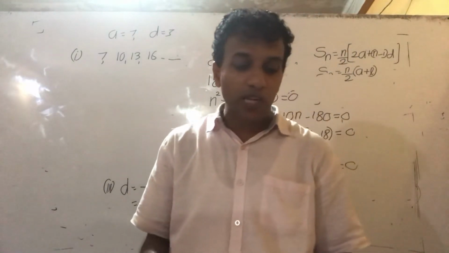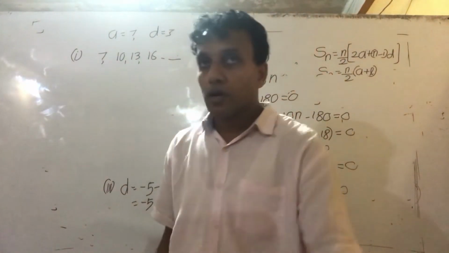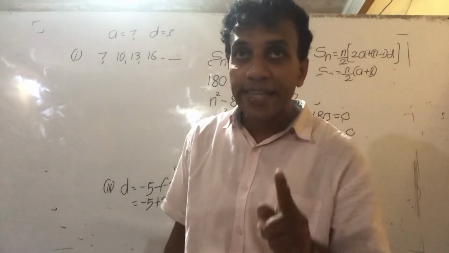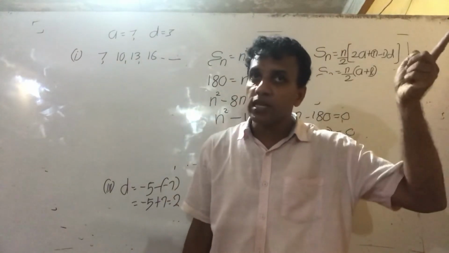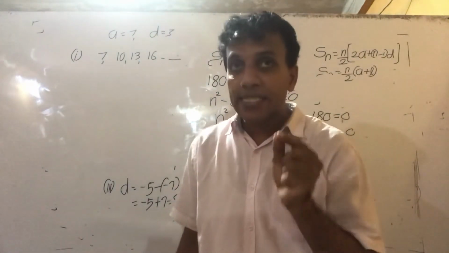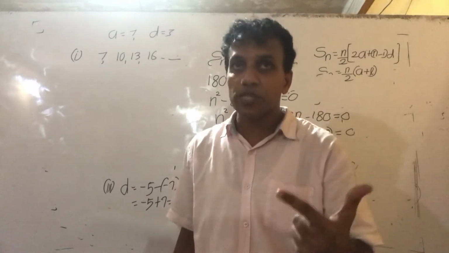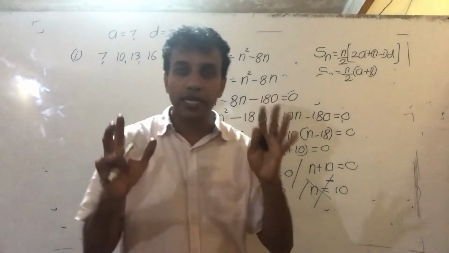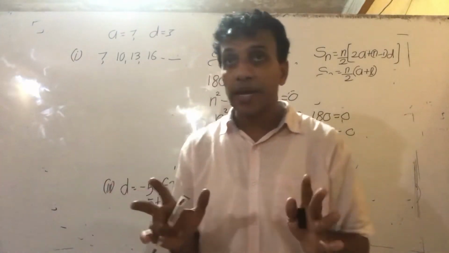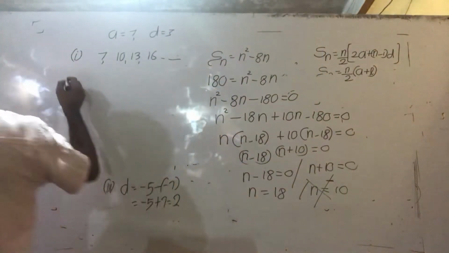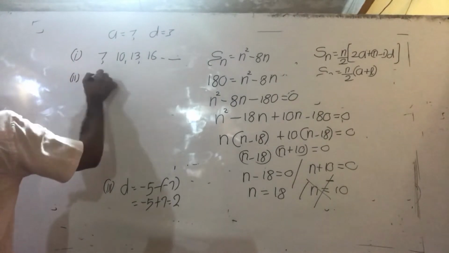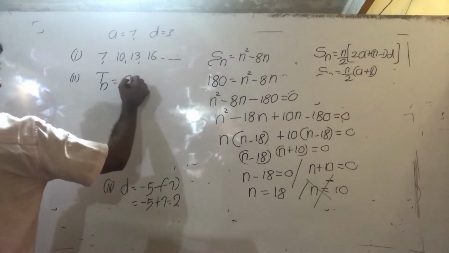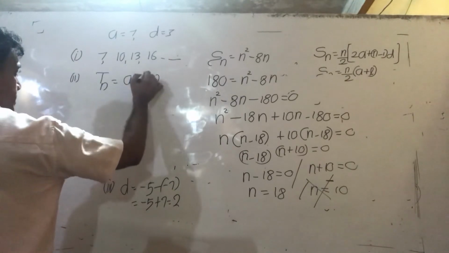Write the second part. Find an expression for the nth term. Write that. Find an expression for the nth term. Let's see, we worked on it in earlier videos, I think. How do you do that? You know the general formula, Tn equals A plus n minus 1 times D. Write that formula. T is for any arithmetic series. The nth term formula is this.